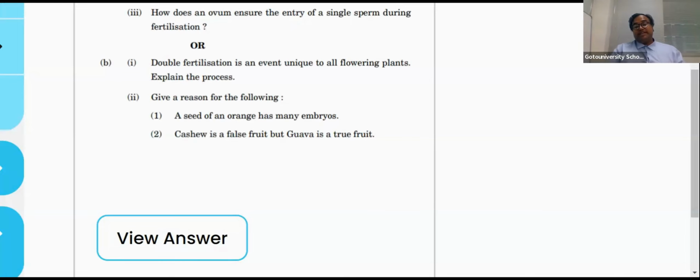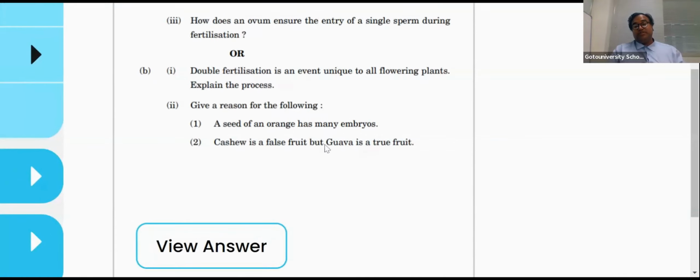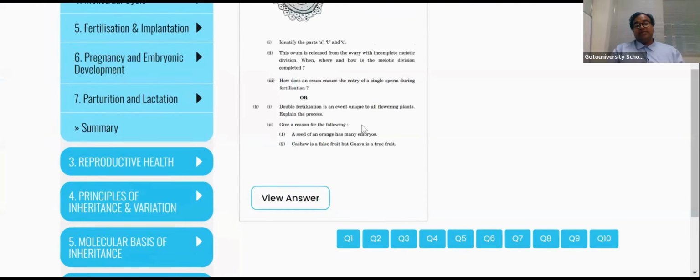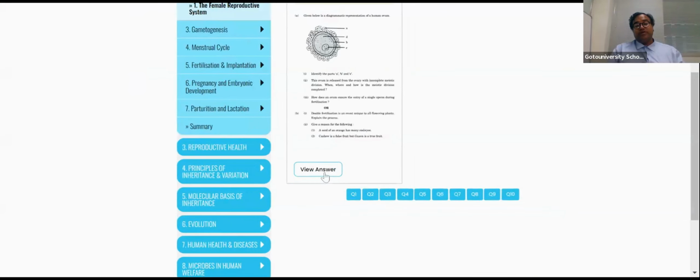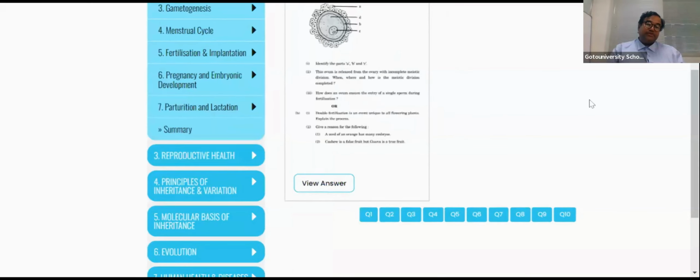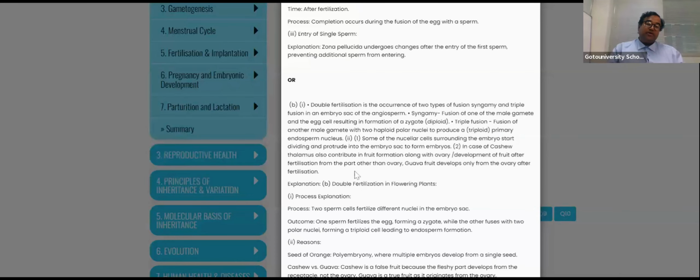The seed of an orange has many embryos. Cashew nut is a false fruit, but guava is a true fruit. Why is it so? We already told you about the parthenocarpic fruit we discussed in the last biology class, day before yesterday. So all of you keep your mind calm and quiet, and understand. Basically, the polyembryonic stage we are using for the orange. That means many embryos are formed, and these embryos are getting developed into many seeds.